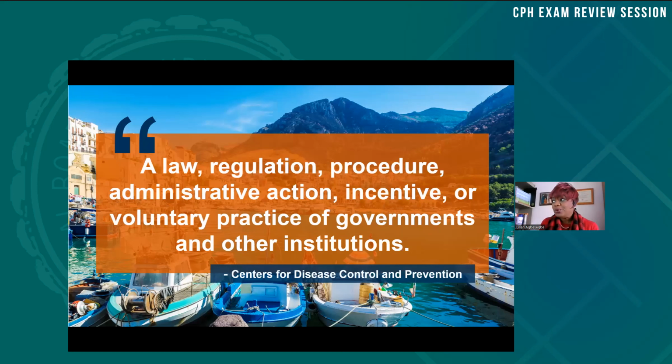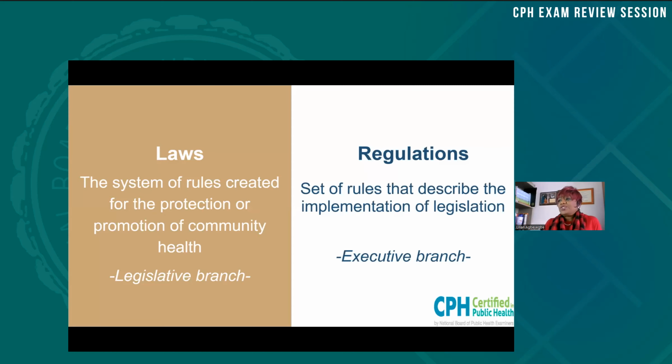And there's a difference between law and regulation, which sometimes can be confusing for people. So laws really are implemented by the legislative branch of government, and we're going to look at the different branches of government later on. Laws are instituted by the legislative branch of government, and there are systems of rule created for the protection or promotion of community health. On the other hand, we have regulations. Those come from the executive branch, and those are a set of rules that describe the implementation of legislation.